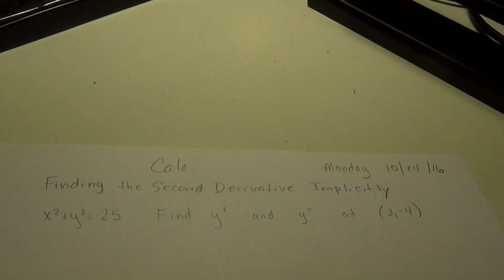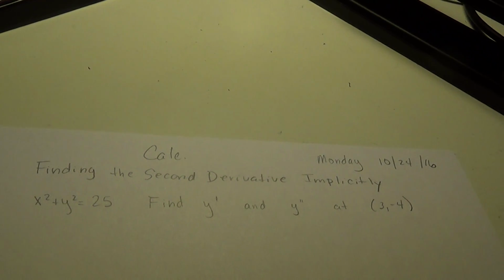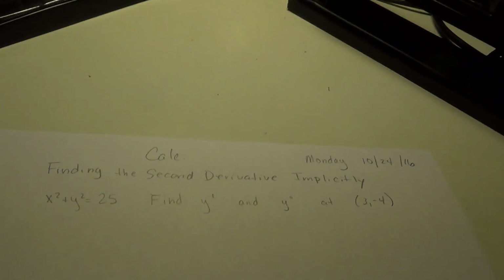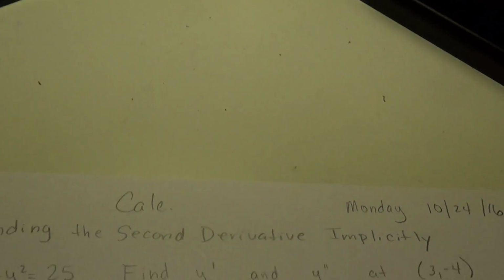So I'll just do that by example, since you have a fairly good idea of what implicit differentiation is by now.